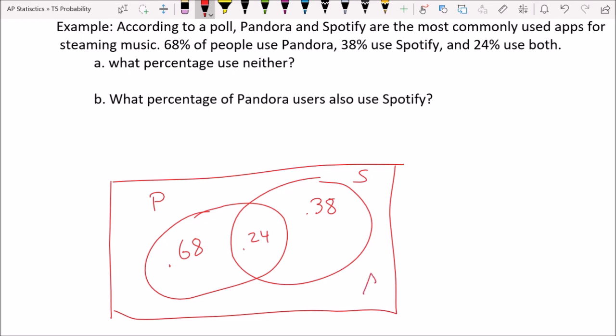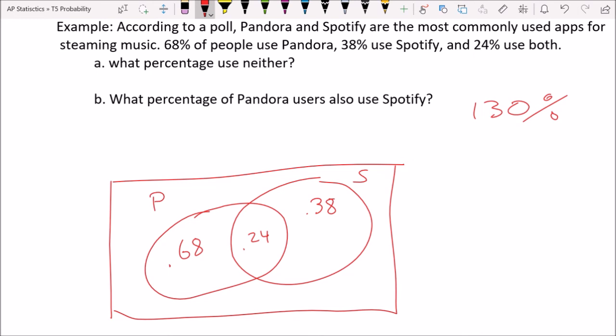Now, guys, that number for neither is going to go out here somewhere, saying that it's not inside either of the bubbles. So, how are we going to figure that out? Well, the first thing I want to do is notice something about these three numbers. In fact, I'm going to add those up real quick and see what I get, because maybe it has something to do with that. So 0.68 plus 0.24 plus 0.38. And guess what? I got 1.3 or 130%.